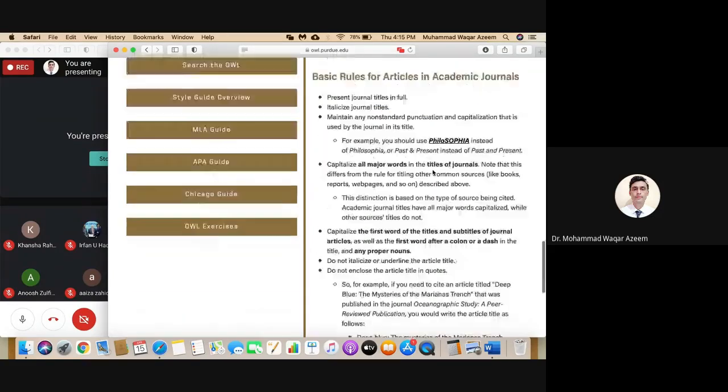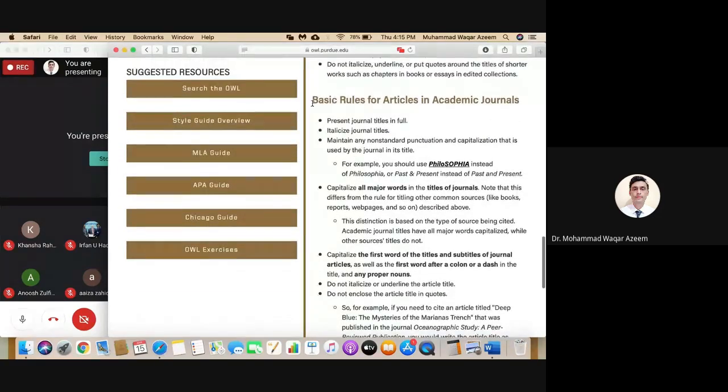Okay, now as you noticed over here, the rules for titles for academic journals are a little different. Let's see what those differences are. Now we are over here. Basic rules for articles in academic journals. Okay. Once again, these basic rules will apply to academic journals of all kinds. Okay, so first rule, present journal titles in full. It is almost obvious.